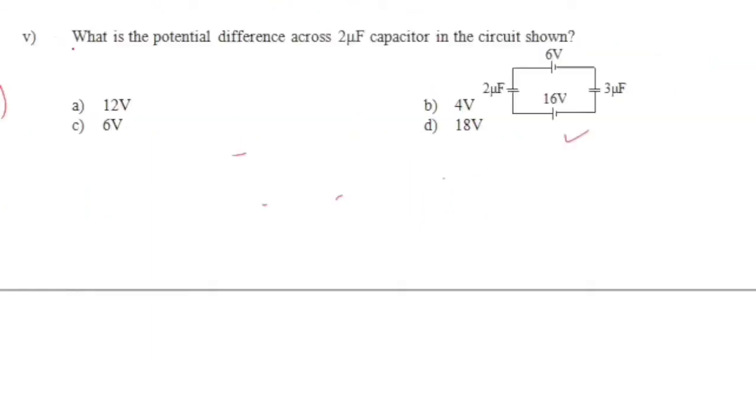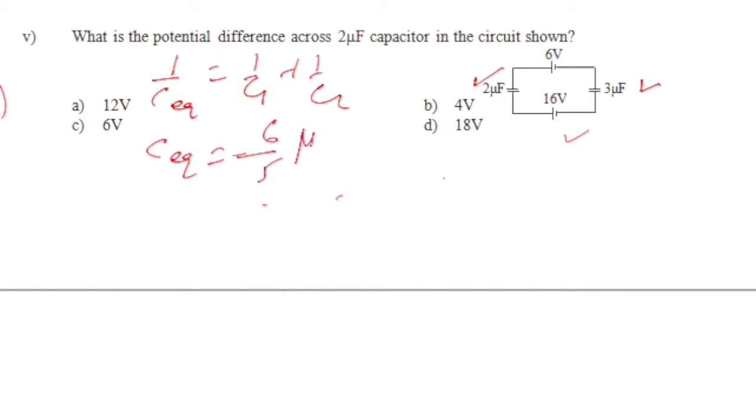Here the question is, what is the potential difference across the 2 microfarad capacitor in the circuit shown? In this circuit, there are two capacitors, 2 microfarad and 3 microfarad, both connected in series. So you find C equivalent. In series combination, 1 by C equivalent equals 1 by C1 plus 1 by C2, which is 1 by 2 plus 1 by 3. You get the answer 6 by 5 microfarad.